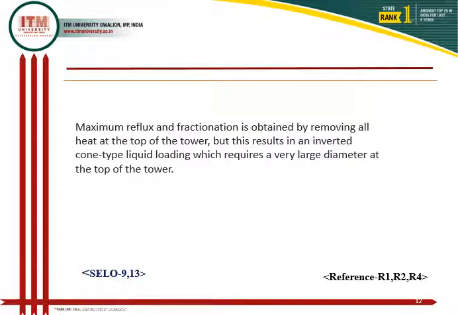Maximum reflux and fractionation can be obtained by removing all the heat at the top of the tower. If we want a higher amount of product, that can be obtained by removing all the heat, but this results in an inverted cone type liquid loading, which requires a very large diameter to collect it at the top of the tower.